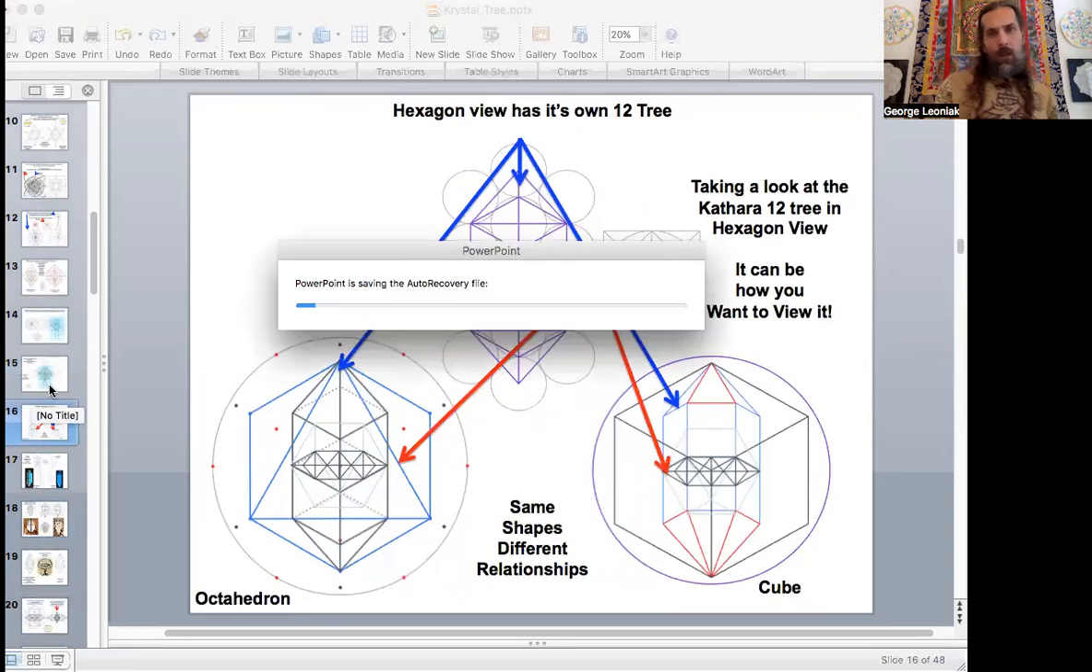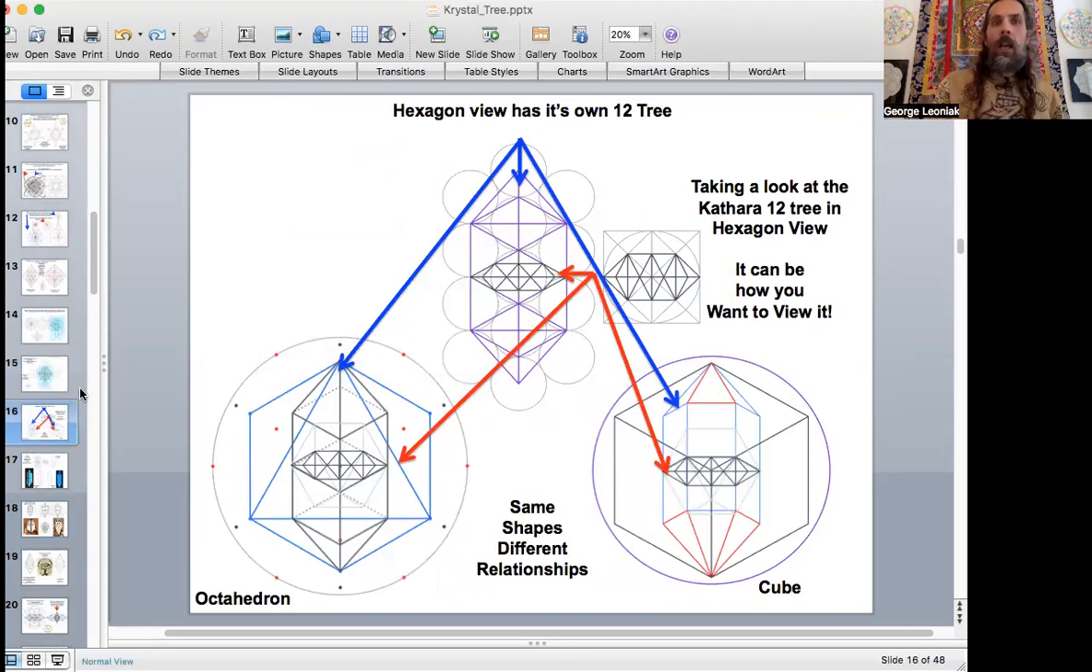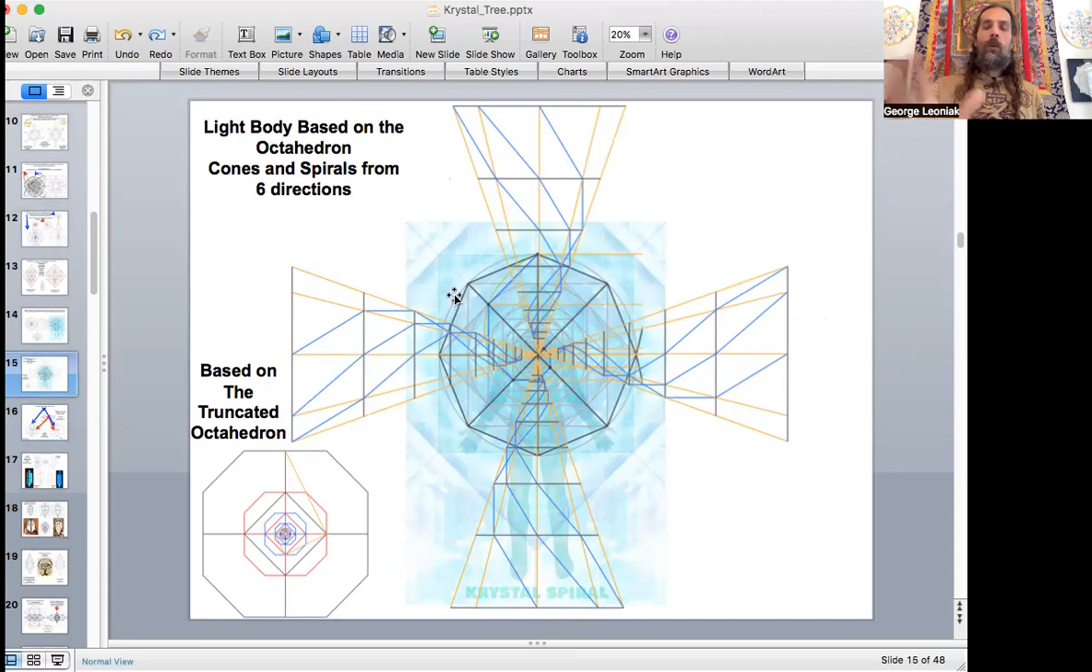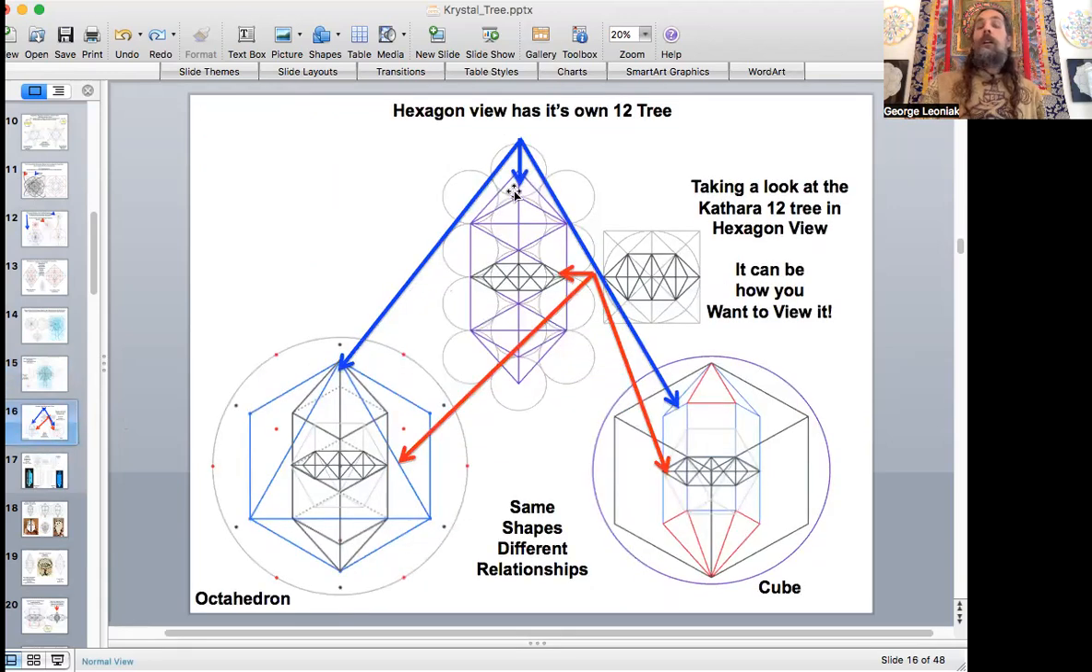Now, let's see. Okay, I'm at this slide here. The hexagon view has its own 12 tree. All right, well, I'm going to shift gears a little bit. So just so you know, we really worked over the cone here. We're looking at that light body. Now I want to just get back to the actual structural geometry and the 2 ways to depict the cube and the octahedron.